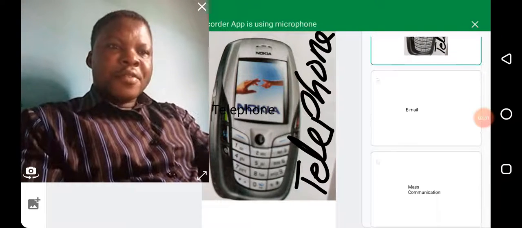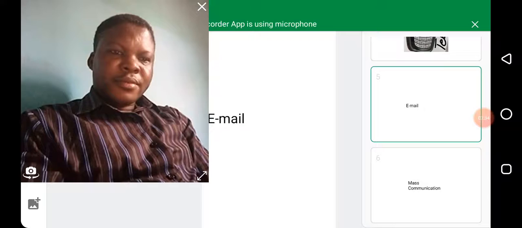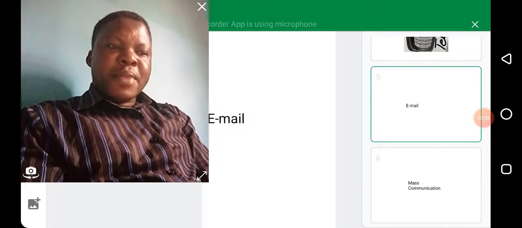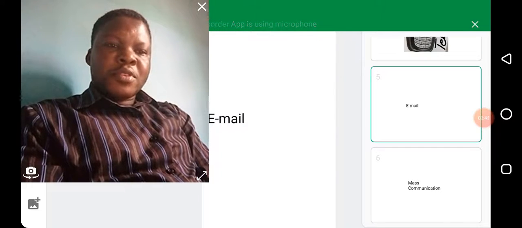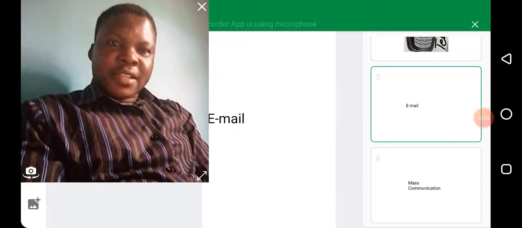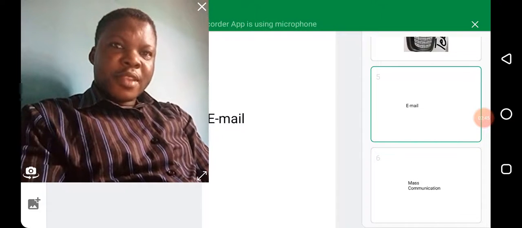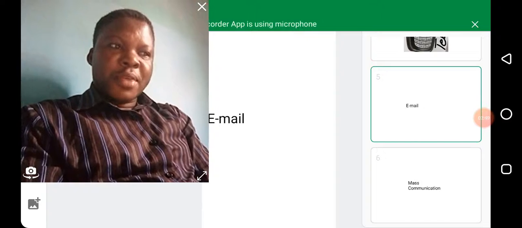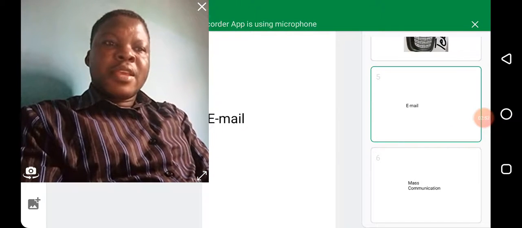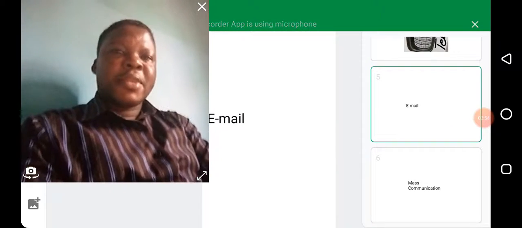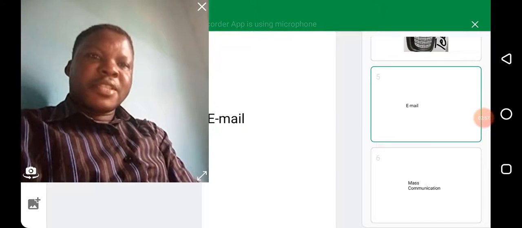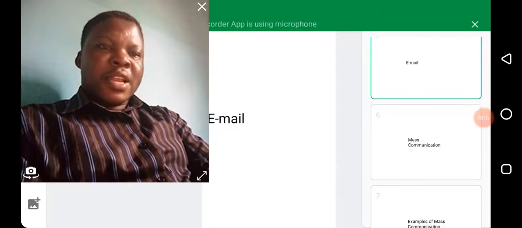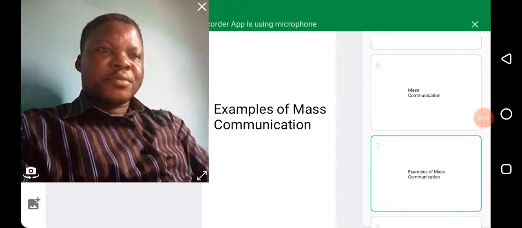We also have email. With the invention of the internet, people can now send emails. Unlike the post, email messages get delivered instantly and they are free. So long as you have your internet service, you can send your email. And once you send your email, the person gets the message immediately. So email is another electronic means of communication.